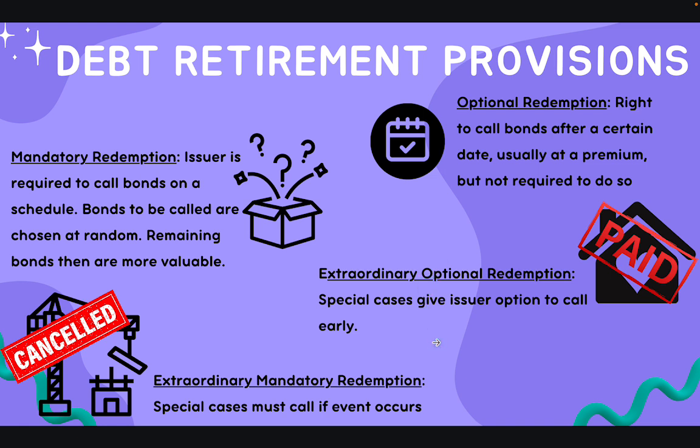Then there's an extraordinary, so extraordinary, not common, right? Extraordinary mandatory redemption. Let's say that bonds are issued to pay for the construction of something and that project is canceled. Well, then you have to call the bonds back. You have to pay the people because you're not even using the money. That would be an extraordinary mandatory redemption. Extraordinary, not common. Both of these are not common. One is optional, one is mandatory. Okay.